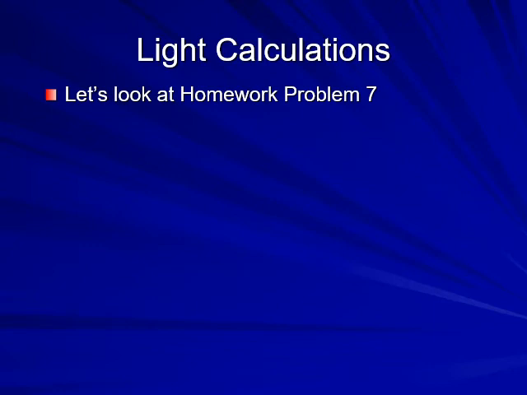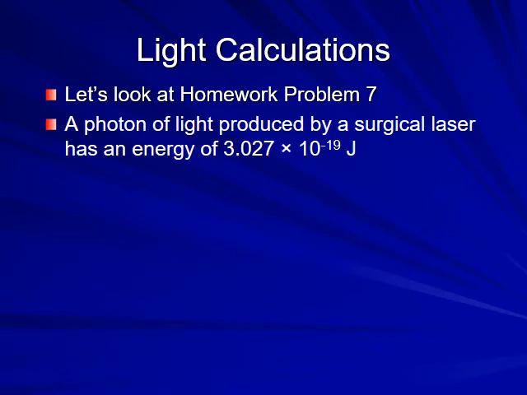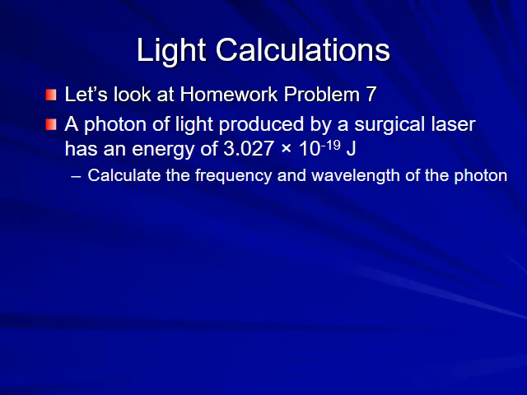So let's look at homework problem 7 and play around with some of these calculations and formulas that we've been talking about. Here's the problem. A photon of light produced by a surgical laser has an energy of 3.027 times 10 to the minus 19 joules. They give us the energy. Now that's a really small amount of energy, but it's also a single photon. So we want to calculate the frequency and the wavelength of this photon.